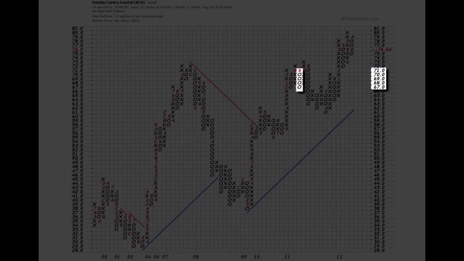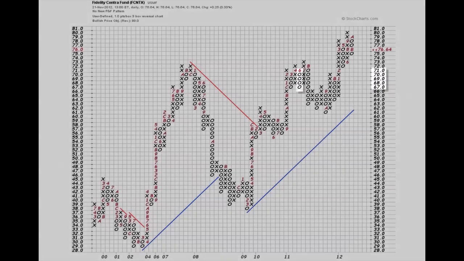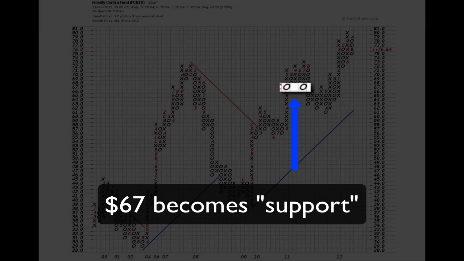By June, supply re-enters with sufficient force to complete a 3-box reversal down and continues to push the price back to 67, where it finds support at the immediate past low.